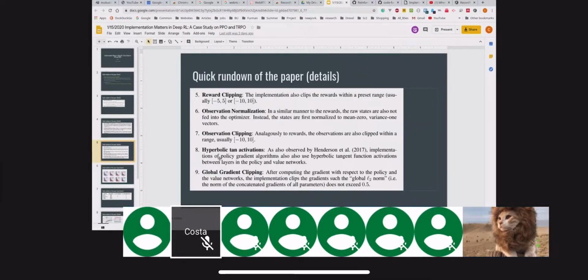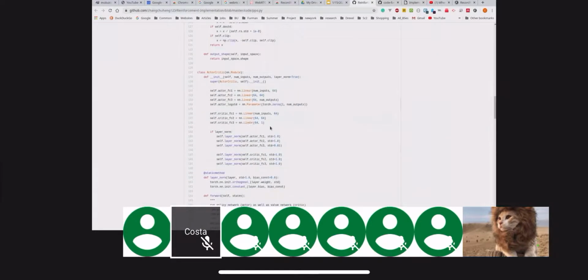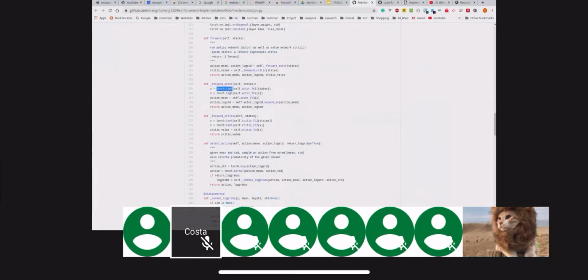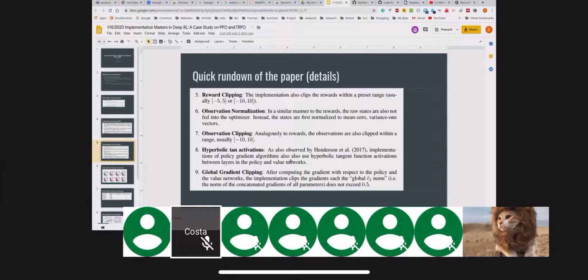And lastly, sorry, the eighth one is that they use hyperbolic tangent activations, which if you look at the code here, when they do the forward pass, they mostly use torch tanh, which is the activation function apparently selected in the PPO implementation by OpenAI. And lastly, they have global gradient clipping.